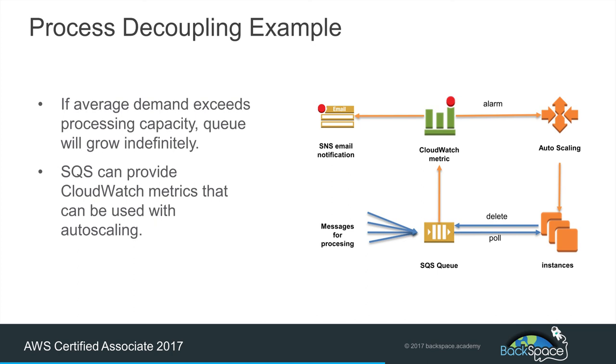any messages in the queue, and it will process those messages. And then after it's finished processing that message, it will delete it from the queue. And so all of a sudden, we can handle these irregularities in our demand without crashing our EC2 instances. But that said, that is not really a perfect solution, because we could have a situation where we just didn't have enough capacity in our processing instances to handle the average demand.